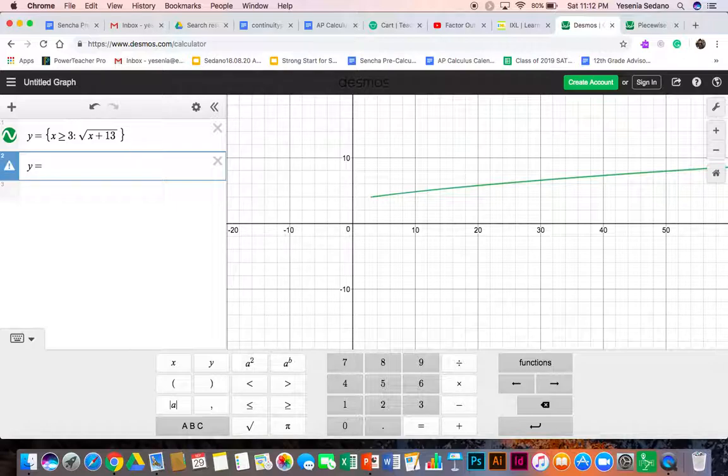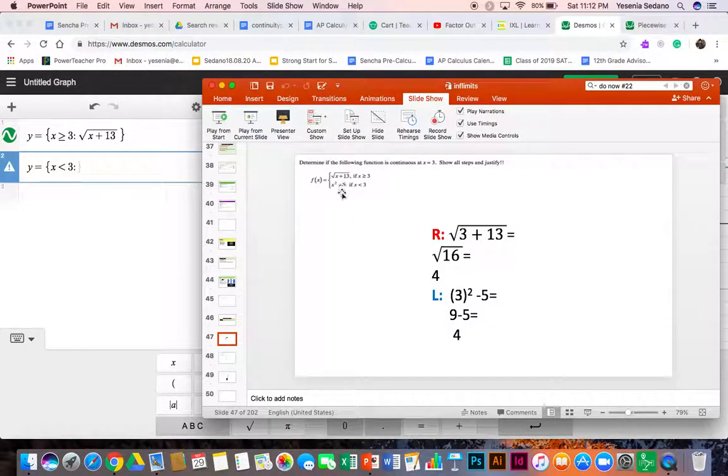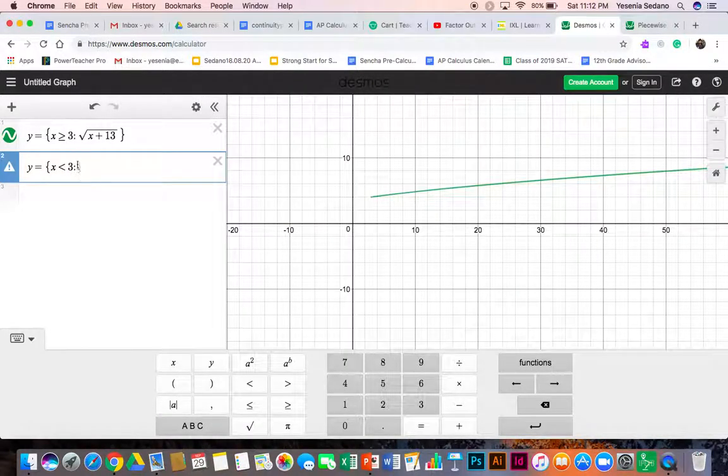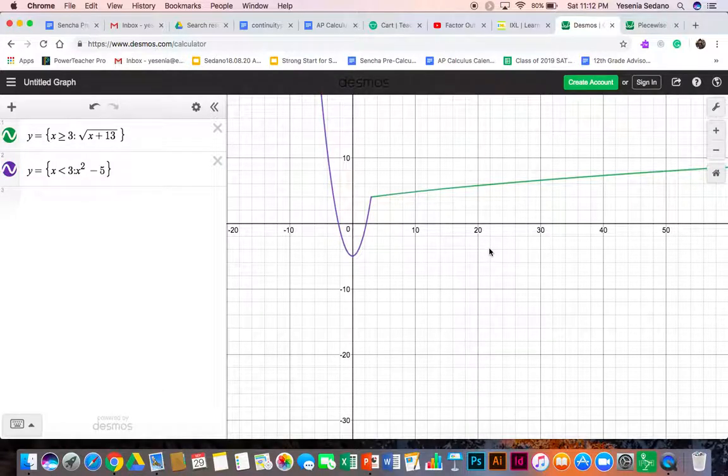Again, I'm going to put my brackets. I think the other condition was that it's less than 3. I put my colon. Let me take a look at my second function. It's x squared minus 5. So x squared minus 5, and then close the bracket. Alright, so this is what my function looks like.